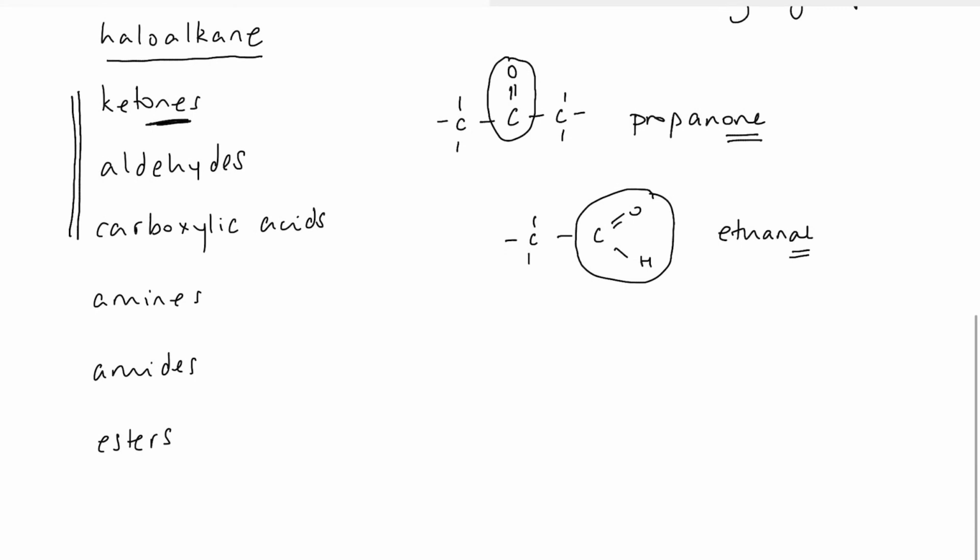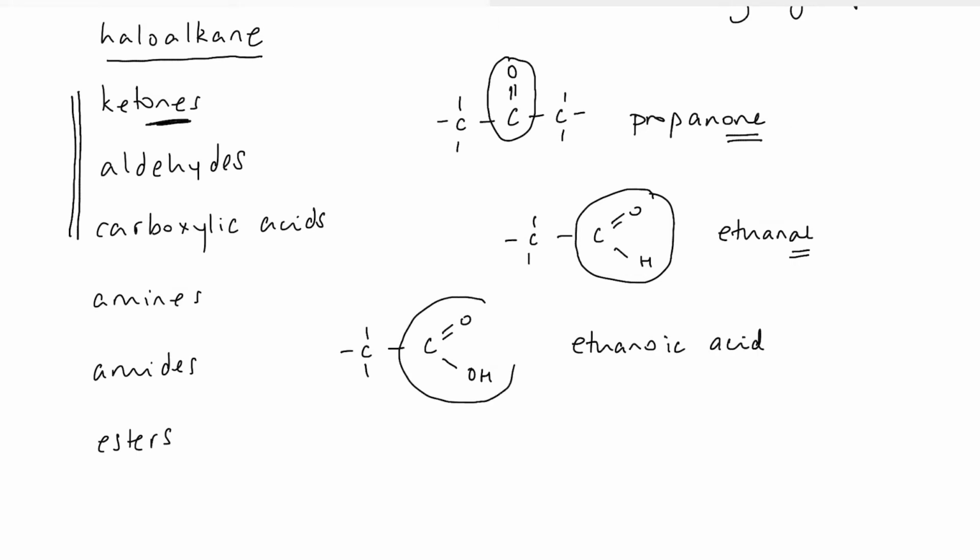With a carboxylic acid, we've got our carbonyl group, and that carbon is also bonded to a hydroxyl group. So we might have met this one before. This is ethanoic acid. And here is the functional group for a carboxylic acid.